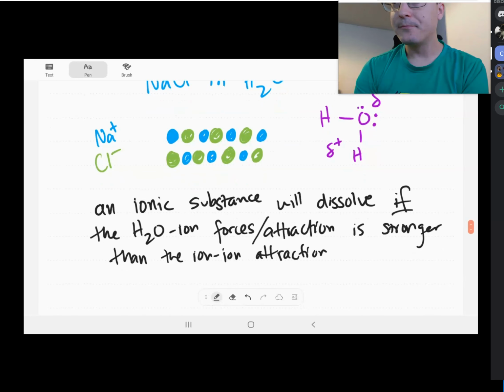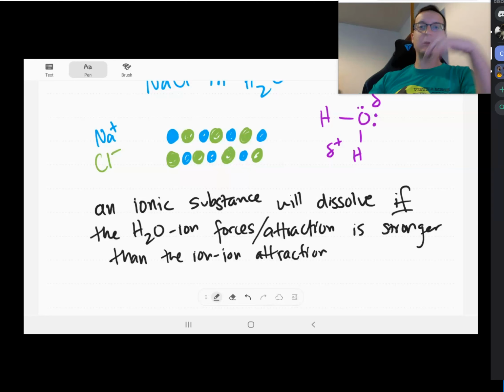So we know that salt dissolves in water, right? Our bodies are salt water, so we better know that. We're going to look at this molecularly. If you were a sodium ion, which side of the water molecule are you going to be attracted to?